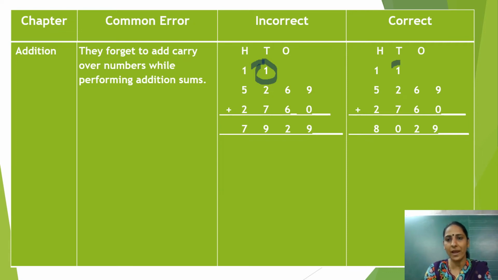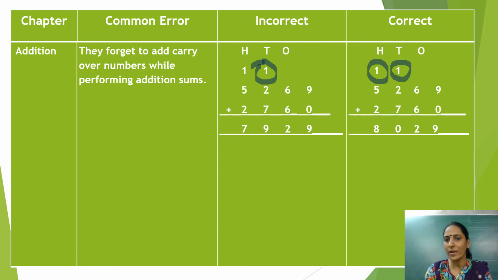So always in addition, they have to make a circle on the carry number, so they cannot forget it, right? So the correct method is: 9 plus 0 is 9, 6 plus 6 is 12, carry 1, 2 plus 1 is 3, and 7.